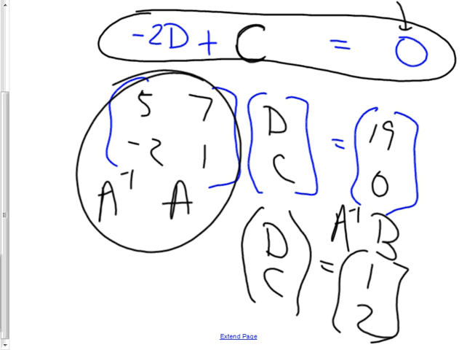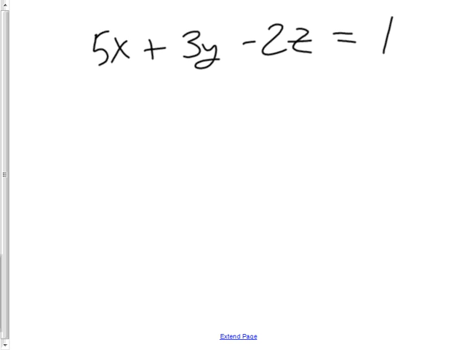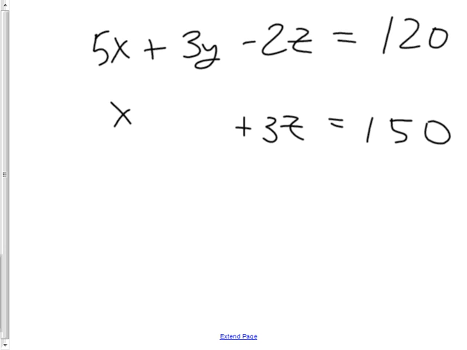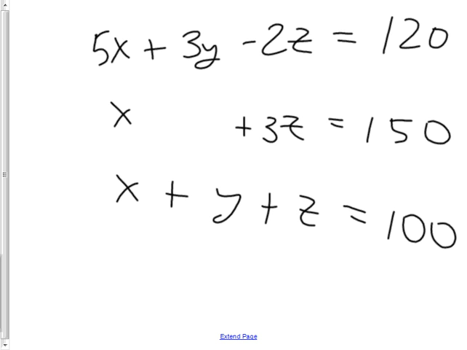All right. So here's the stepped up model that could be on the ACT test, because that was a little too easy. Here's what you might see on an ACT. This would have 3 variables, a little bit bigger equations. 5x plus 3y minus 2z equals 120. X plus 3z equals 150. X plus y plus z equals 100.